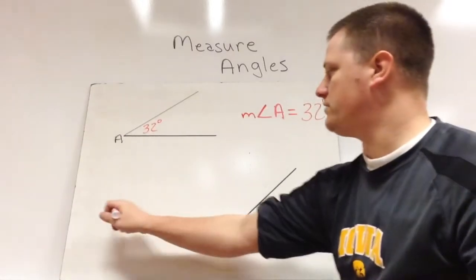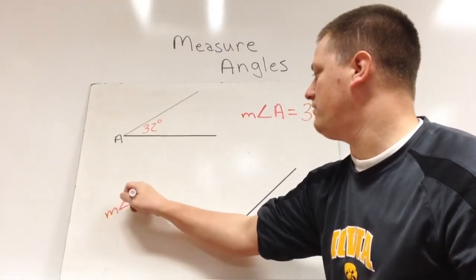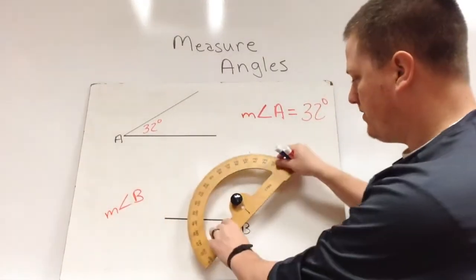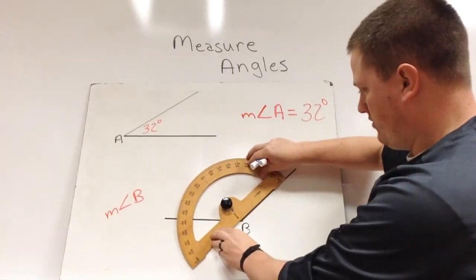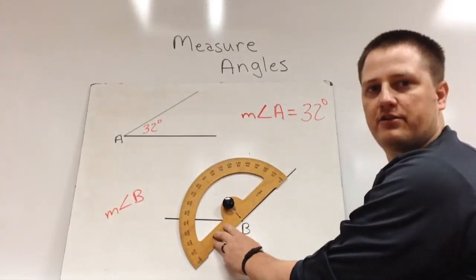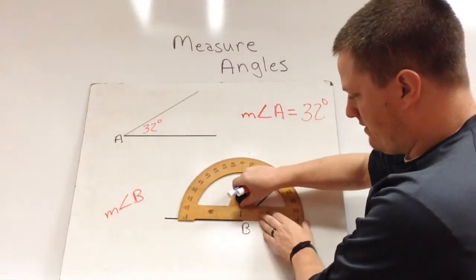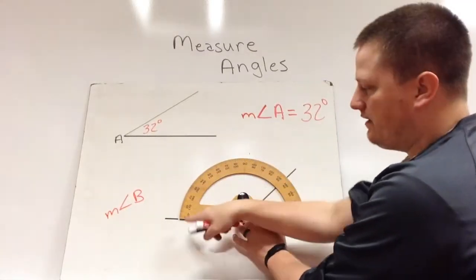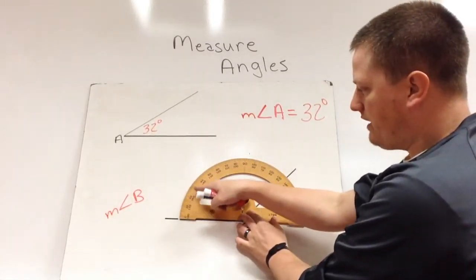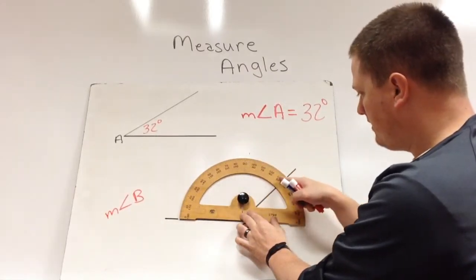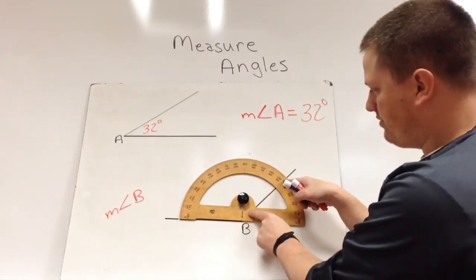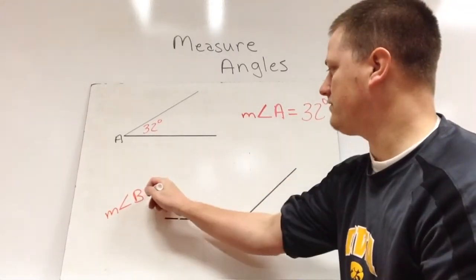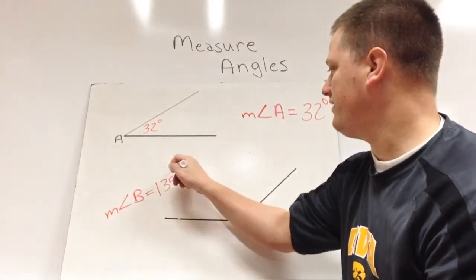Now we have angle B here, so we're going to look for the measurement of angle B. Now when we measure this, I could take my arrow, put it at B, and turn my protractor like so. Or I could put it here and use the other side, and what I would have to do is now count from left to right. So here's 0, 10, 20, 30, 40, all the way to 130, and it looks like about 135 here. So B looks to be about 135 degrees.